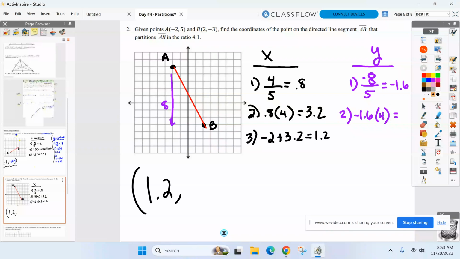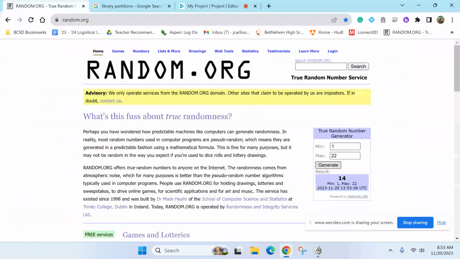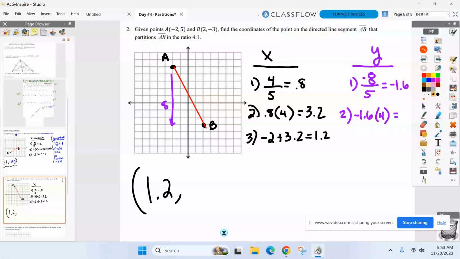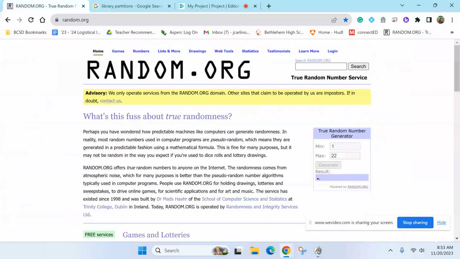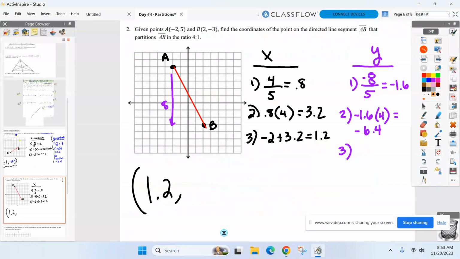How many total units do I need to move down then? Lily, back to you. How many times do you have to move down 1.6? Or 4 times for a total of how many? Negative 6.4. Down 6.4. Good. All right. What was our starting y coordinate? Stella? 5. And I'm going to go down 6.4 units.